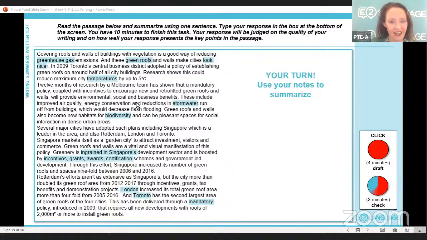All right, let's look at this one. So who have we got? Let's look, I think it's Laura. So green roofs and walls, which are being used in main cities such as Singapore, have demonstrated that they can help to reduce air pollution, as well as provide new habitats for biodiversity, and in addition, give a more attractive look to the city.